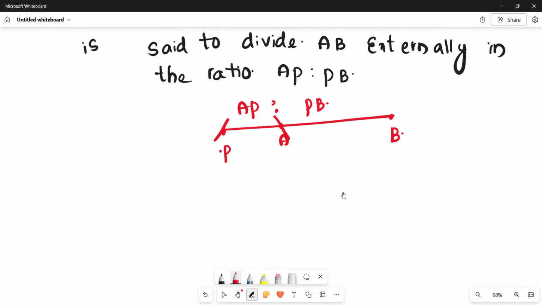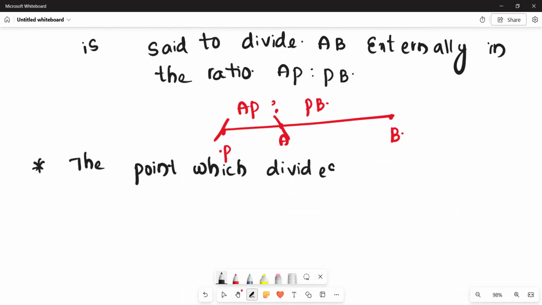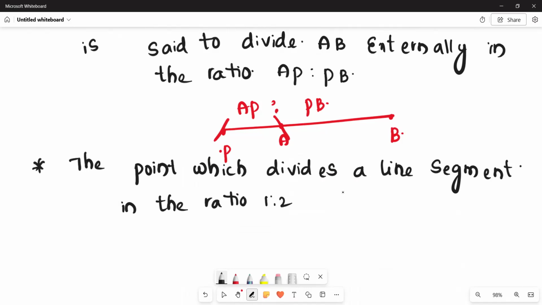If we are taking any point in the middle of the line segment, let us take one more point here. The point which divides a line segment in the ratio 1 is to 2 or 2 is to 1, whether internally or externally, is called the point of trisection.